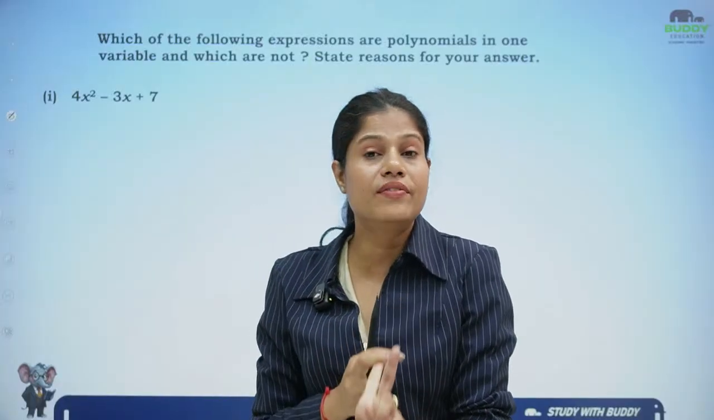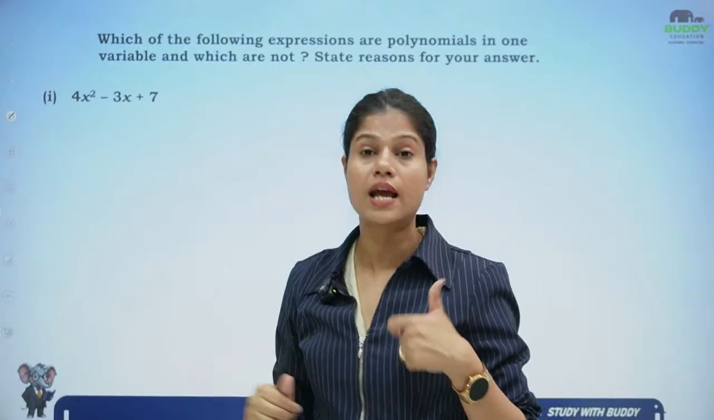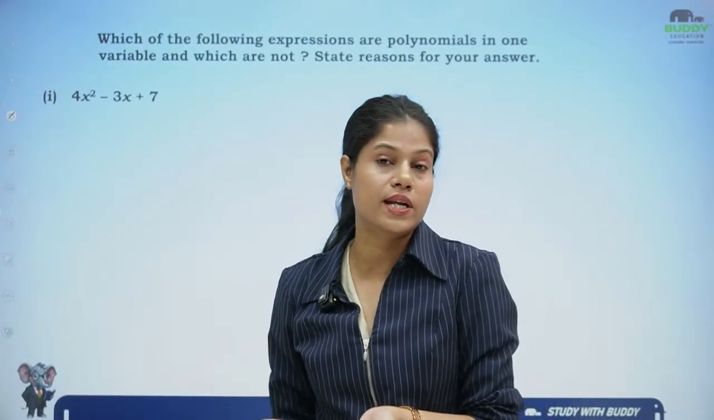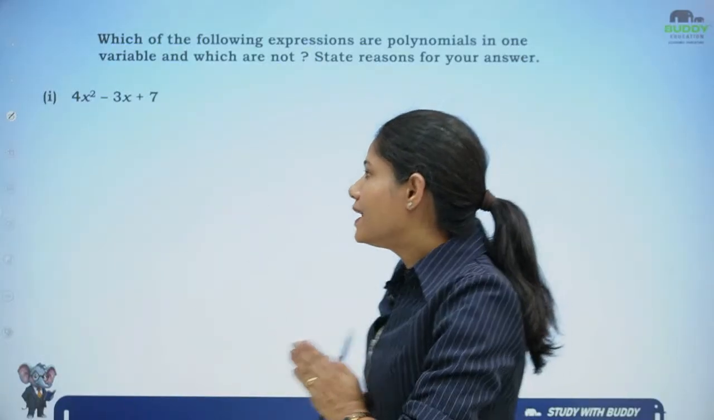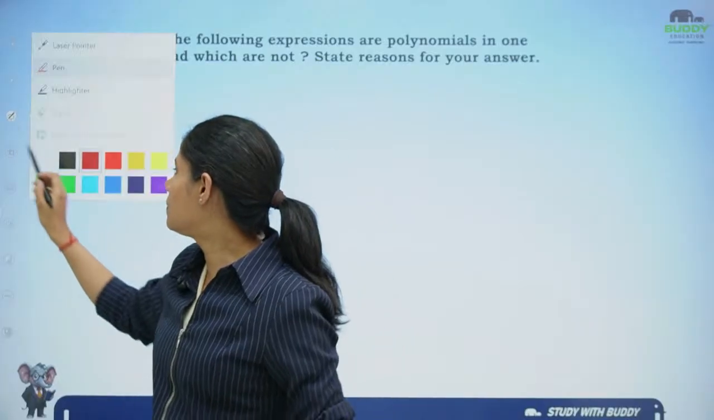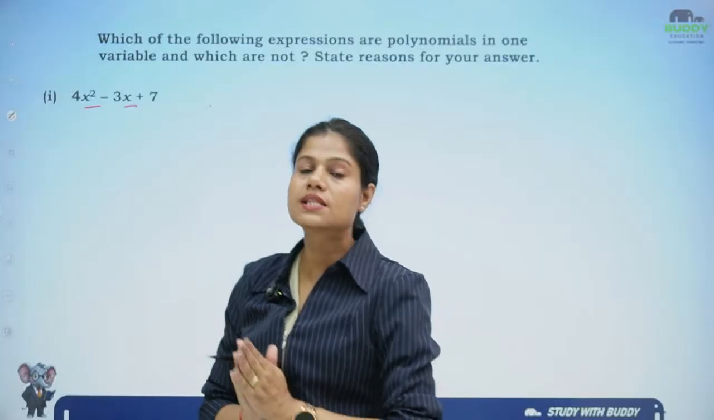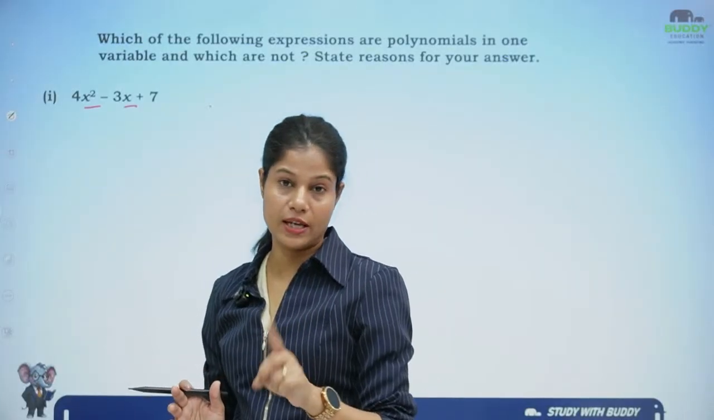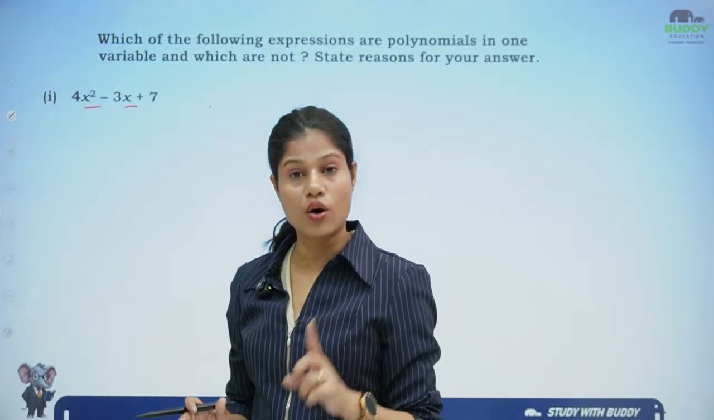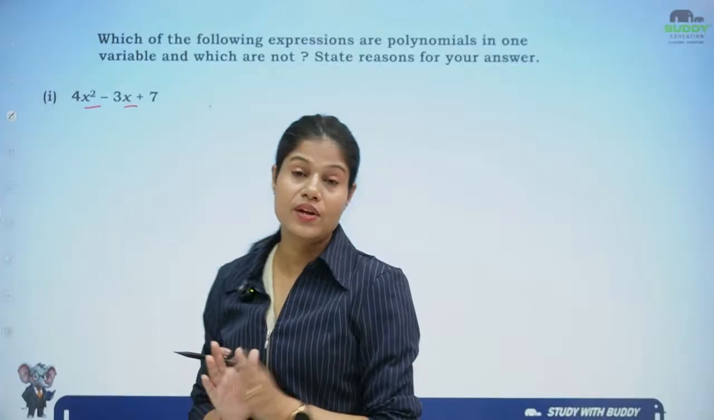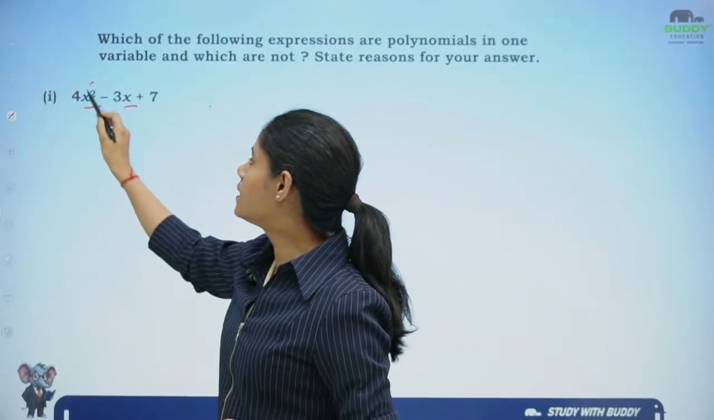First, how many variables are there, because they are only asking about polynomials in one variable, and then we have to check whether the given expression is a polynomial or not, right? So in the first example it is very clear that the only variable being used is x, right? So certainly it is an expression in one variable. But now the question is, is this expression a polynomial or not? Now to check that, we just have to check the power of the variable. Here the power of the variable is 2.